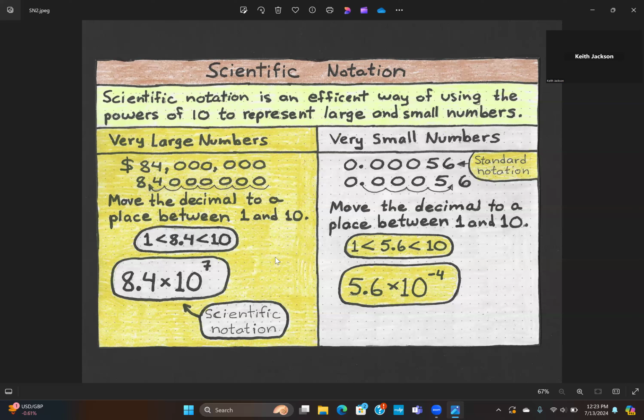Well, why to the 7th power? Because we had to move the decimal point 7 places over to the left to get to 8.4. And that's what that number is represented as far as scientific notation is concerned.